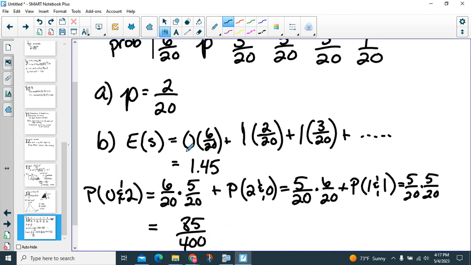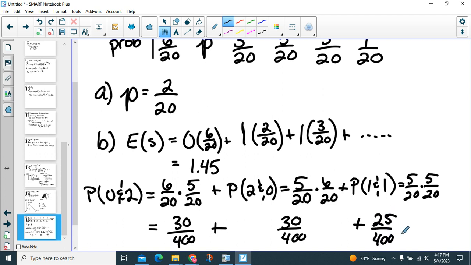Of course, for explanation purposes, this would be 30 over 400 plus 30 over 400 plus 25 over 400. That equals 85 over 400. Of course, you could reduce it if you want to, but you do not have to in IB. And that is it for this practice test 1.